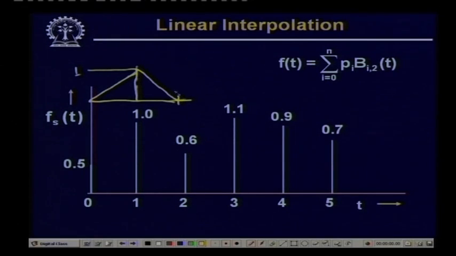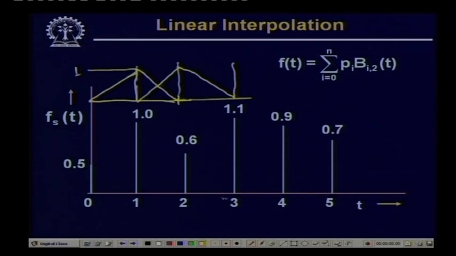Similarly, B 1 2 t will have a function value something like this. It will increase linearly from 1 to 2, reach a value of 1 at t equal to 2, and again from t equal to 2 to t equal to 3, it decreases linearly. Then at t equal to 3, the value of B 1 2 t becomes equal to 0.